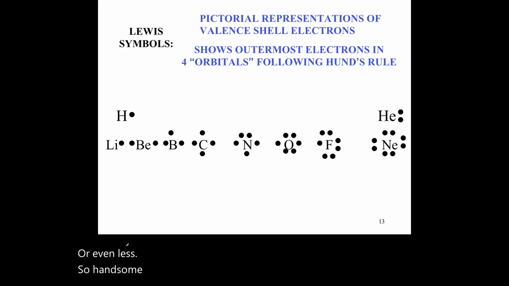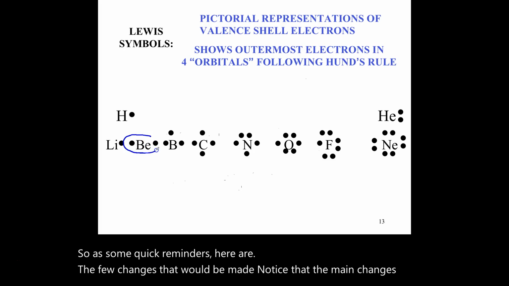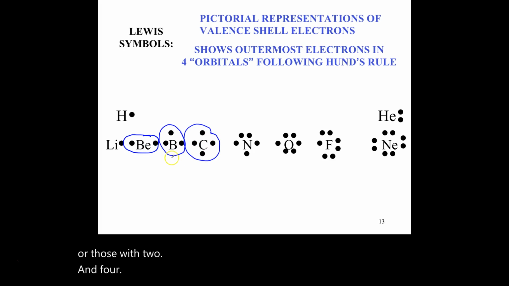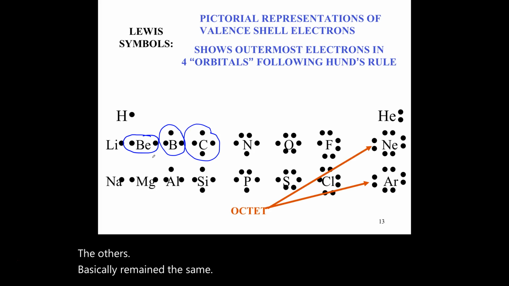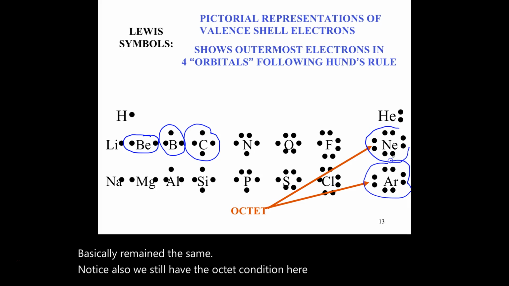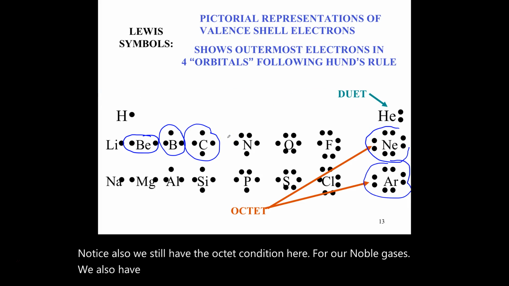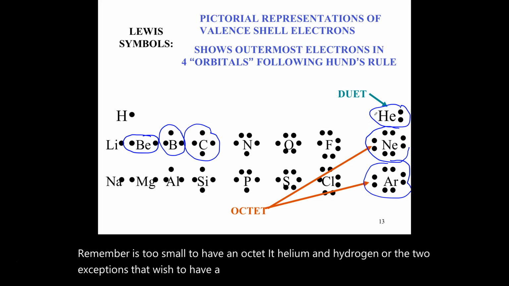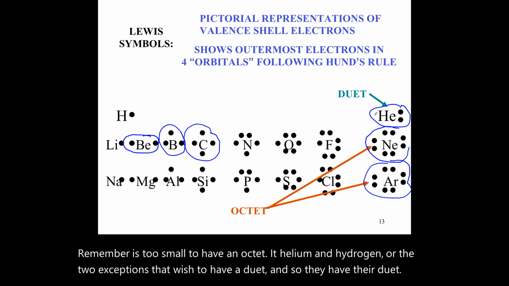So as some quick reminders, here are the few changes that would be made. Notice that the main changes here are those with 2, 3, and 4. The others basically remain the same. Notice also we still have the octet condition here for our noble gases. We also have the duet condition for helium. Remember, it's too small to have an octet. Helium and hydrogen are the two exceptions that wish to have a duet. Helium has a duet and hydrogen wants a duet.